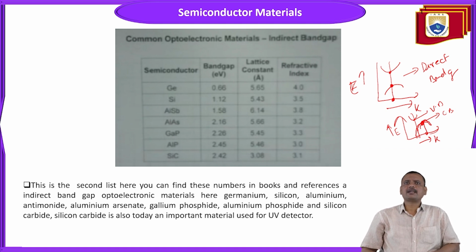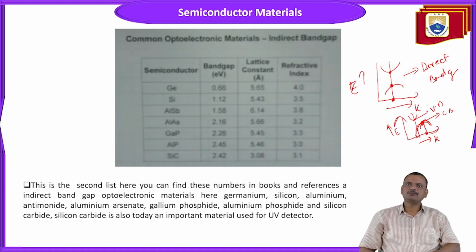So here some indirect band gap materials are mentioned. See germanium, silicon, aluminium antimonide, aluminium arsenide, gallium phosphide, aluminium phosphide, and silicon carbide. And see their band gap values. Germanium has 0.66, silicon has 1.12, aluminium antimonide has 1.58, aluminium arsenide has 2.16, gallium phosphide has 2.26, aluminium phosphide has 2.45, silicon carbide has 2.42 band gap value.